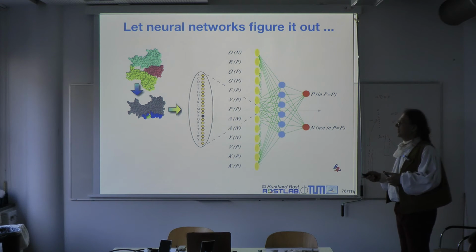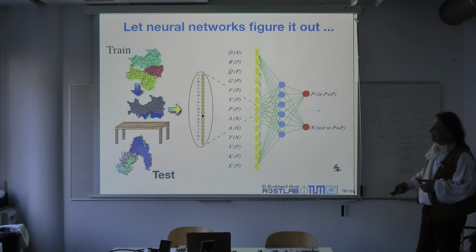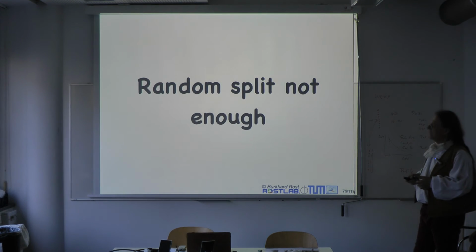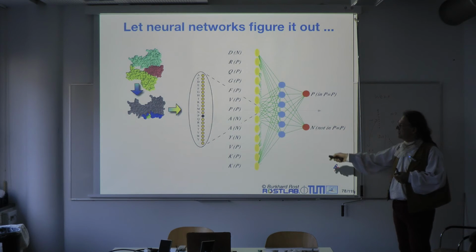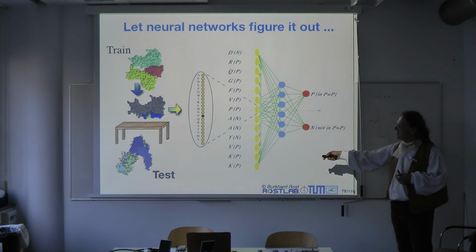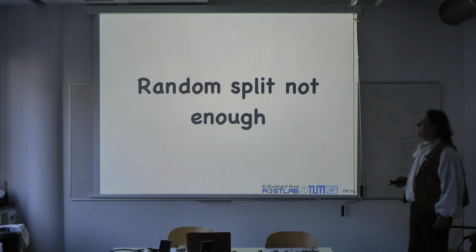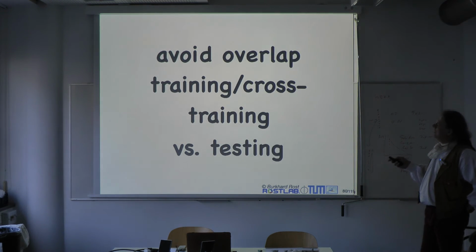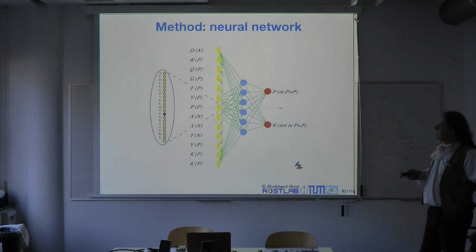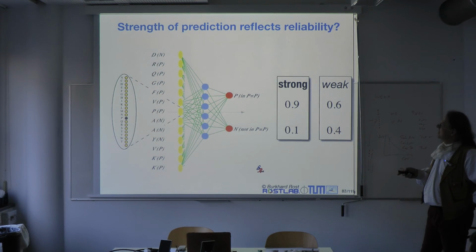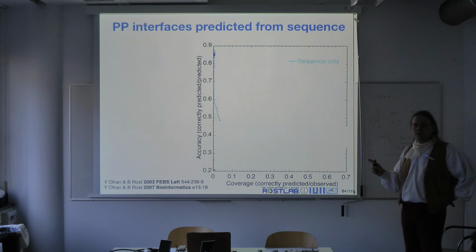Now we have to do cross-validation, so we have to take our training set, we have to hide under the table the test set. Then a random split is not enough, because we have to make sure that in the split between, sorry for the animation, between training and testing, there's no sequence identity. And we have to avoid overlap, as I said. Then we have to essentially look at the performance. The strength will be important.